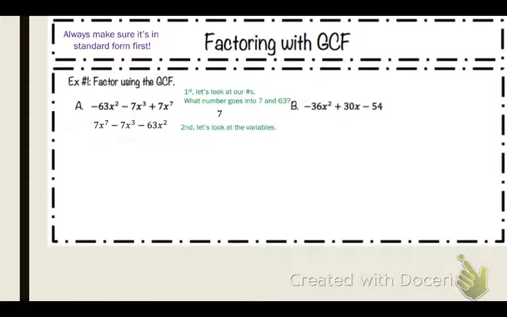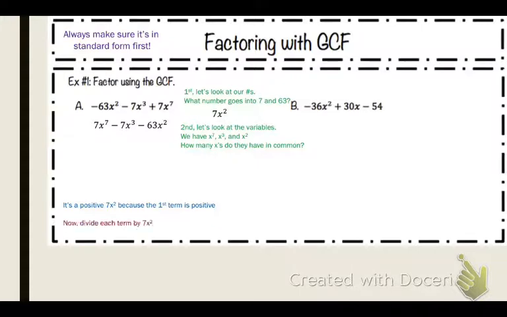So now let's look at our variables. So we have x to the 7th, x cubed, and x squared. We need to see how many x's they have in common. So they have 2 x's in common. So it's 7x squared. That's our GCF. Okay, and it's positive 7x squared because the first term, when it's in standard form, is positive.